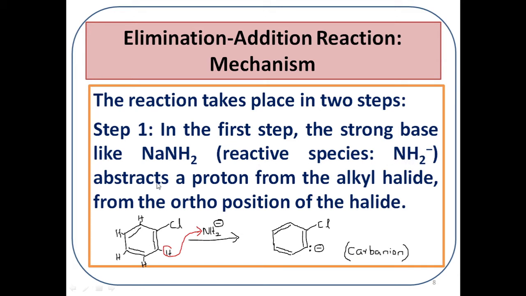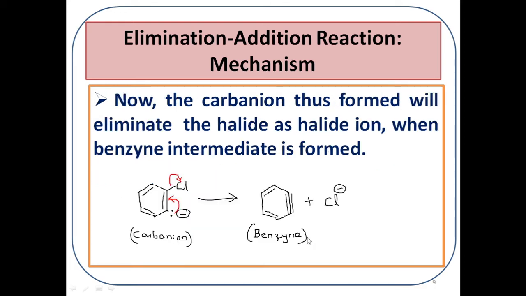Being very strong, it will abstract a proton from the aryl halide, but from the ortho position of that carbon atom to which the halogen is attached. That is, this chlorine has a strong minus I effect, and this renders the ortho hydrogens more acidic in nature. Therefore, in the presence of NH2 minus, this hydrogen will be removed as a proton and that will be abstracted by NH2 minus. Therefore, we will get a carbanion.